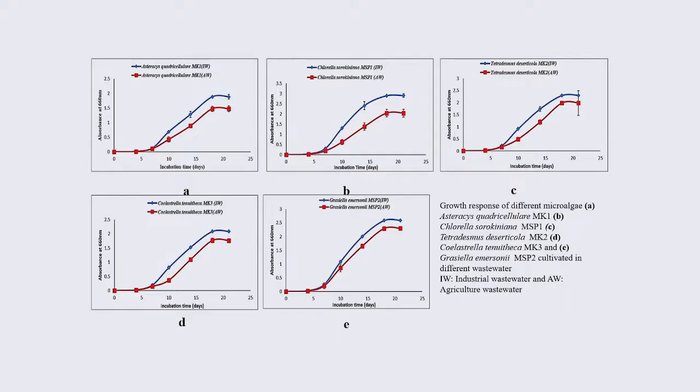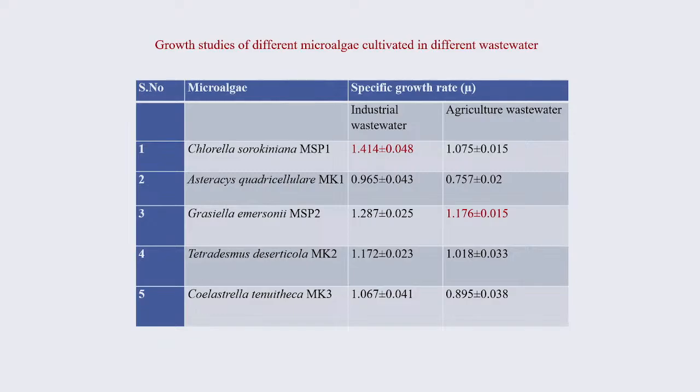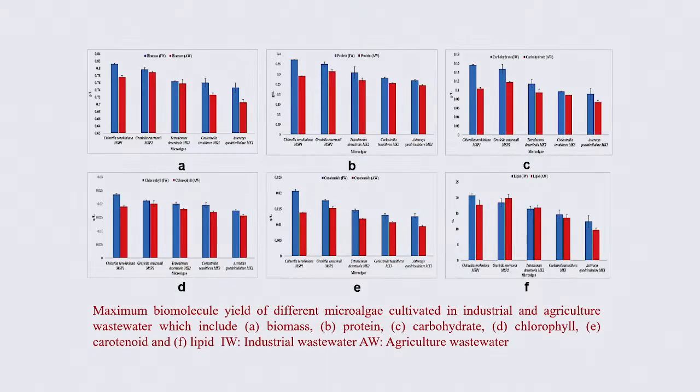So here, if you see, these are the different microalgae which we have taken, and then we took the specific growth rate of the selected five. Okay, and then we went with this MSP1 finally. So you can see here the production.